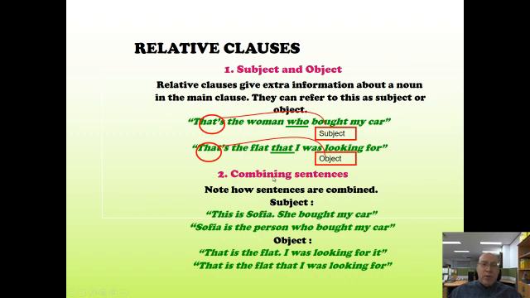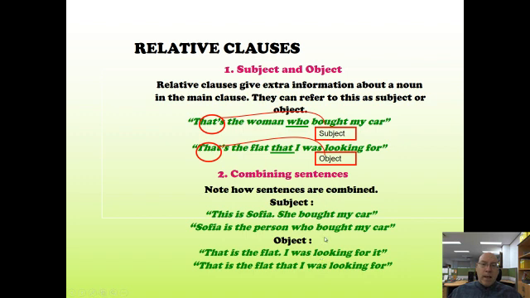So what you should be able to do is combine sentences and put two sentences together. So if you look at these examples down here for subject and object relative clauses, say here are two sentences. This is Sophia. She bought my car. Sophia is the person who bought my car. Okay, so we easily combined two sentences here, added a relative clause in this situation, and made one sentence. Very nice. That is the flat. I was looking for it. So again, you can take these two sentences and make one nice sentence using a relative clause.